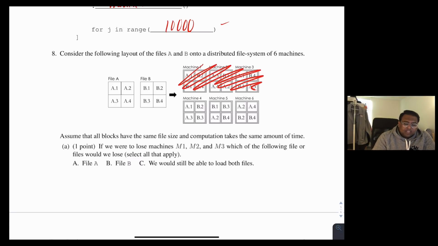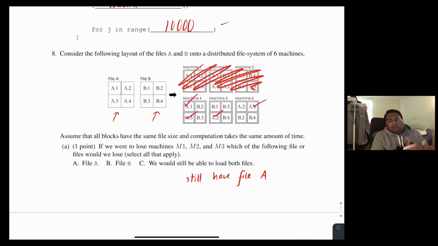Essentially what we need to check is that all 8 of these blocks we still have. Okay? Do we still have A1? Yeah. Do we have A2? Yeah. A3? Yeah. And A4? Yeah. So we wouldn't lose file A. So we still have file A, because all 4 of the blocks that make up file A we're still able to access even if we don't have machines 1, 2, and 3.